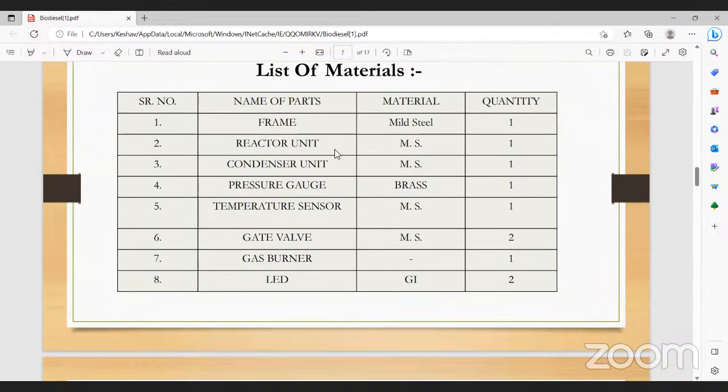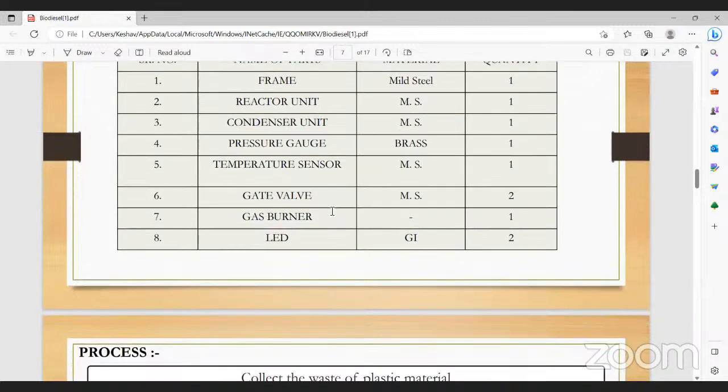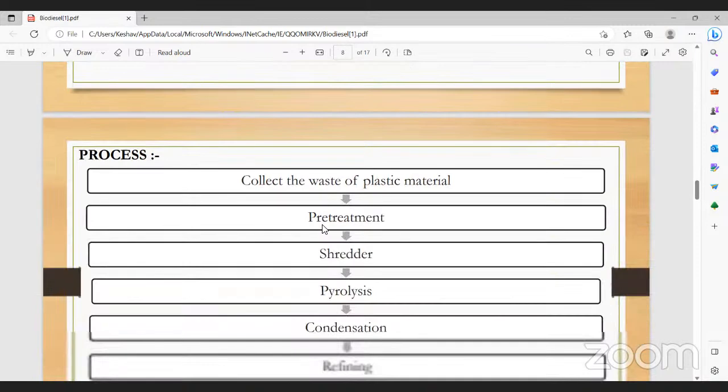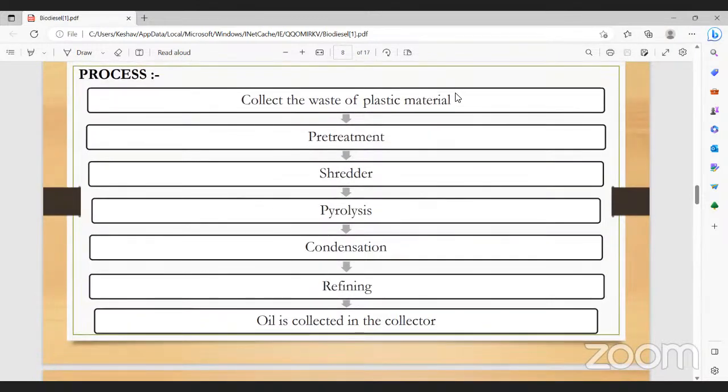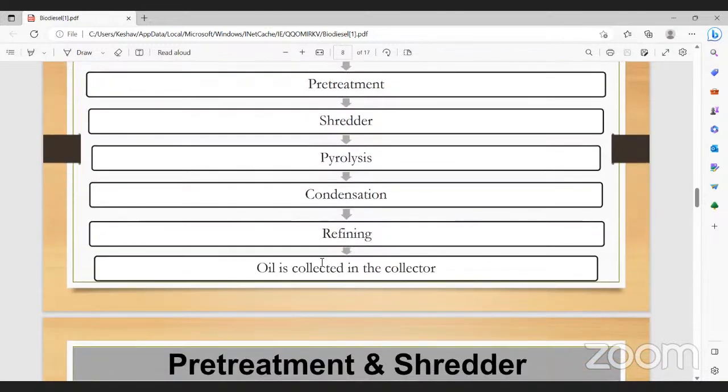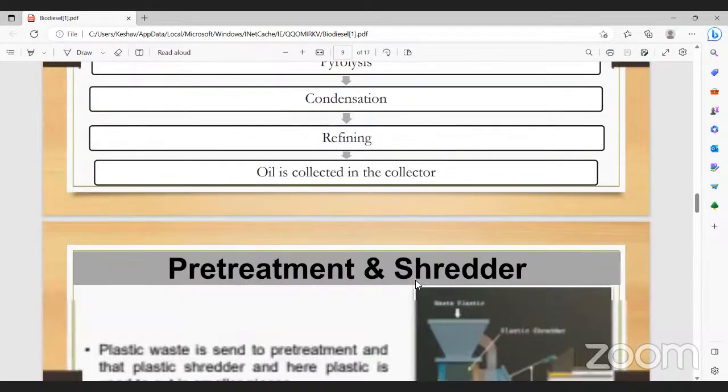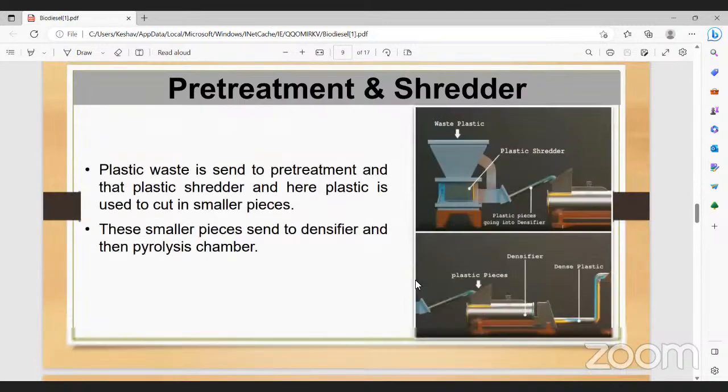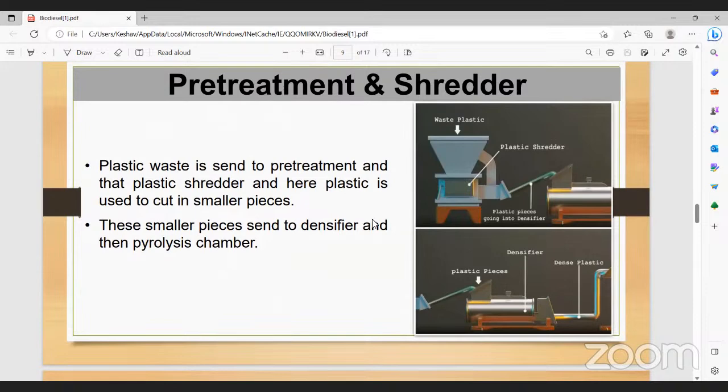List of materials: frame material in mild steel, reactor unit, condenser unit, pressure gauge, temperature sensors, gate valves, gas burner, and LED. The process is: collect the waste plastic material, second pre-treatment, shredder, pyrolysis, condensation, refining, and oil is collected in the collector. Next slide, first step: process of pre-treatment and shredders. Plastic waste is sent to pre-treatment and plastic shredders, and here plastic is cut into smaller pieces.